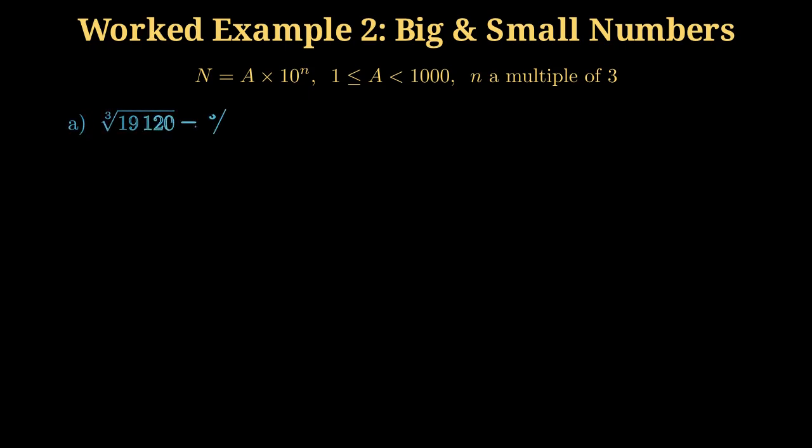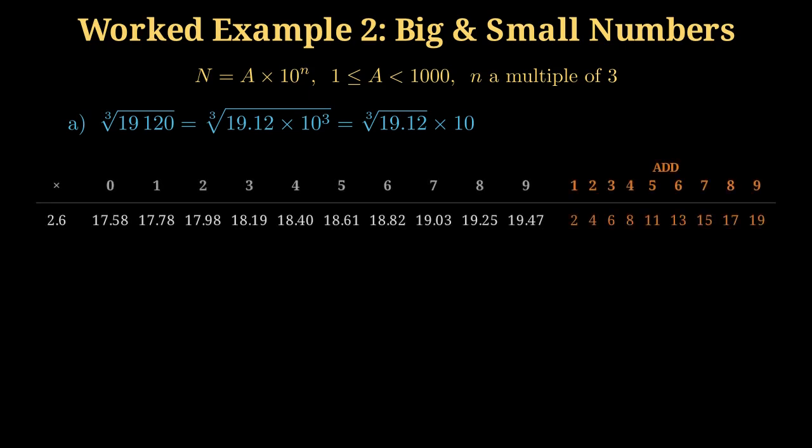A. The cube root of 19,120. Move the decimal point 3 places: 19.12 times 10 cubed. Cube rooting each part, the cube root of 19.12 times 10. Into the table for 19.12.